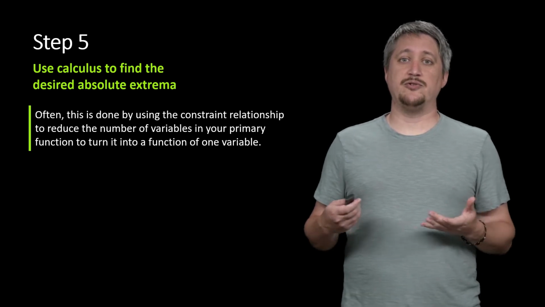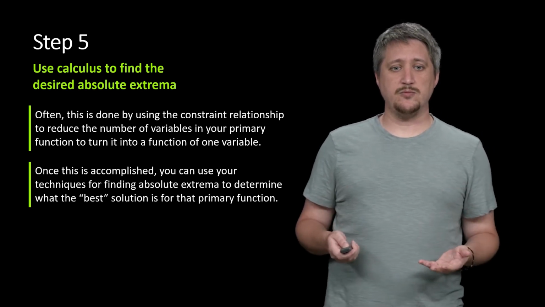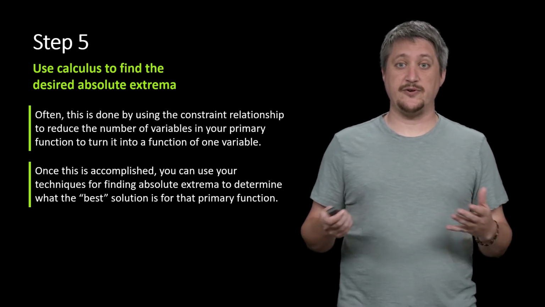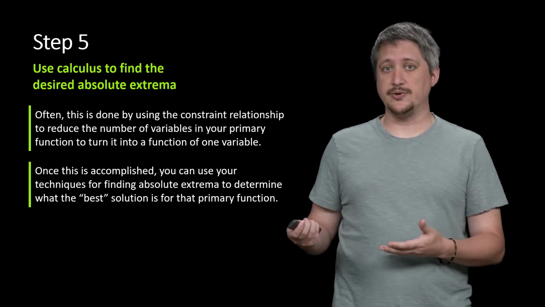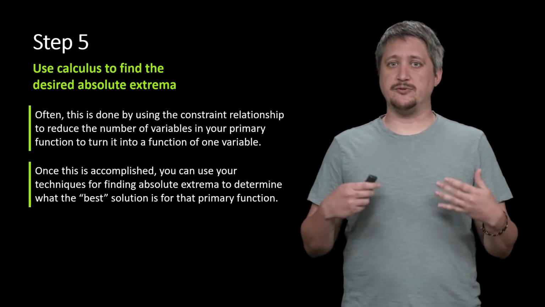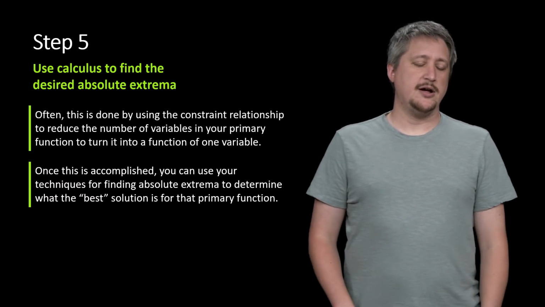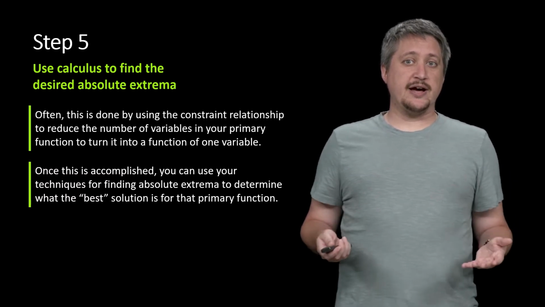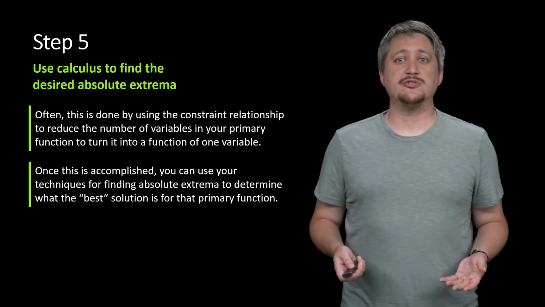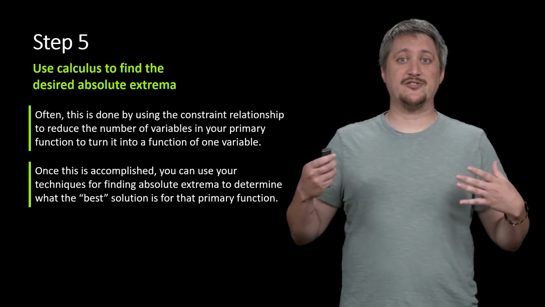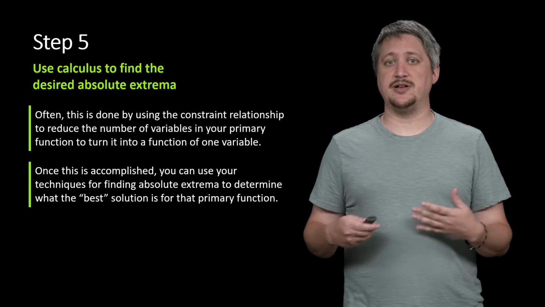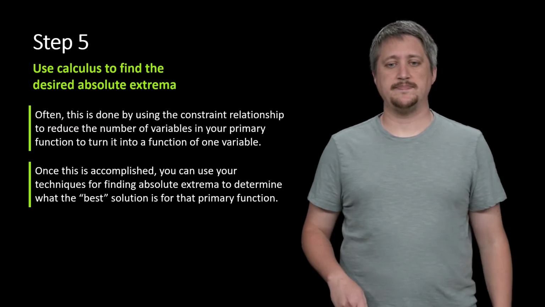And once we have a function of one variable, then we can use our techniques from calculus to find the absolute extrema, right? Finding the derivative, figuring out when the derivative is 0, finding the maxes and mins, whichever one is the one we want. And again, it might have multiple extrema, so this is where it's the best result. We want the absolute extrema, not just the local extrema.